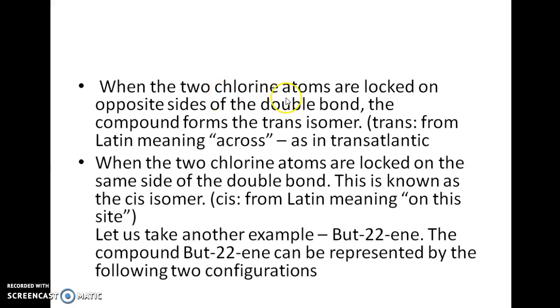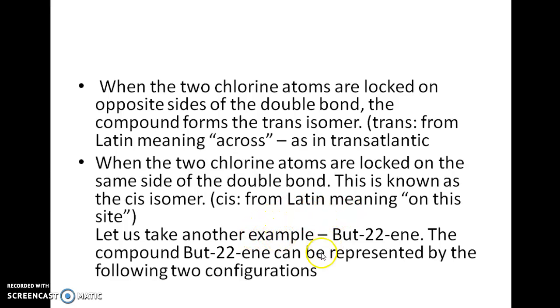When the two chlorine atoms are locked on the opposite sides of the double bond, the compound forms the trans isomer. When the two chlorine atoms are locked on the same side of the double bond, it is called the cis isomer. Here trans means across, from the Latin word, as in transatlantic, and cis is also from Latin, meaning on this side.